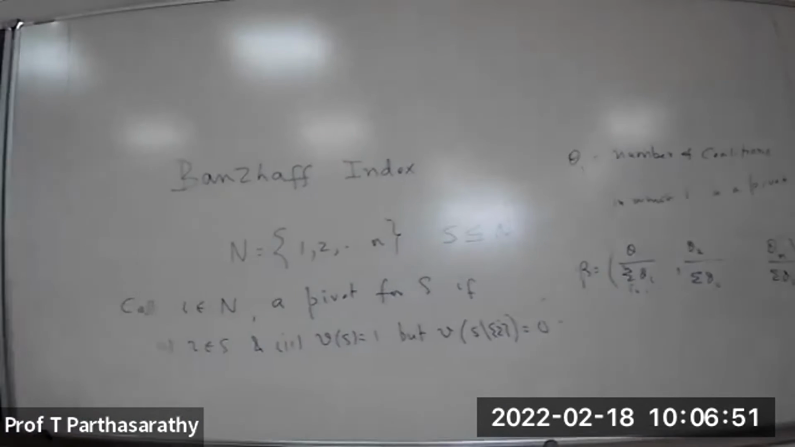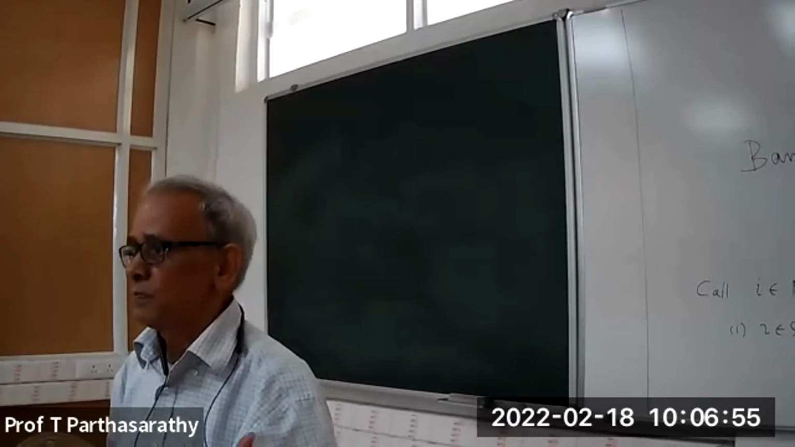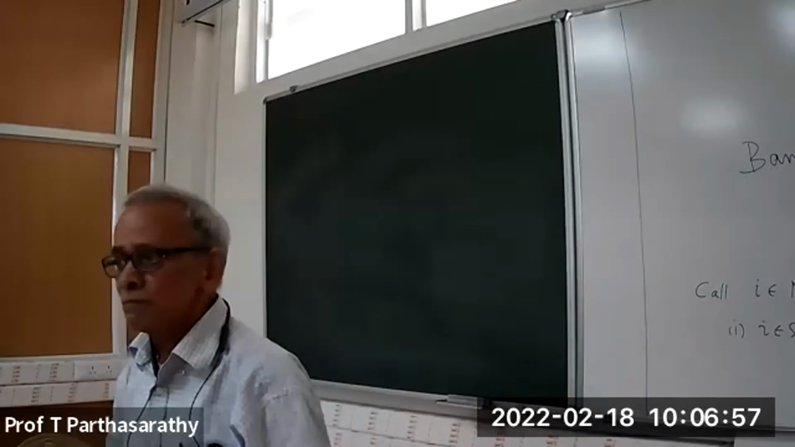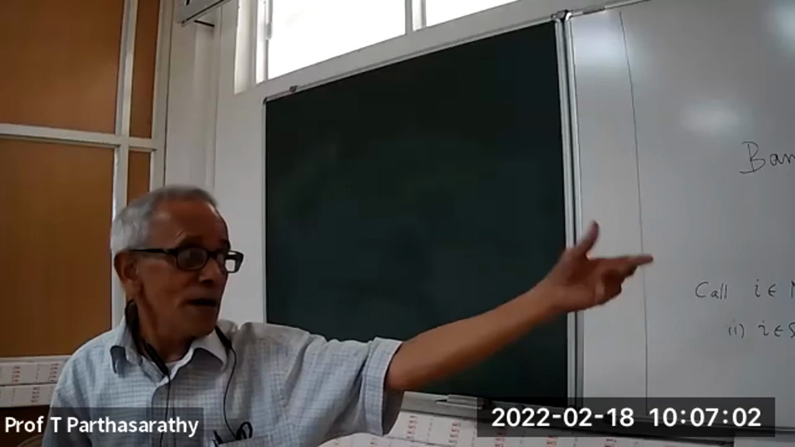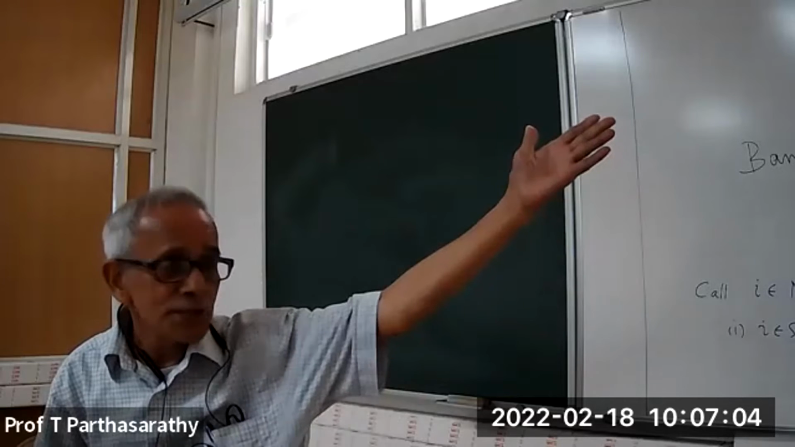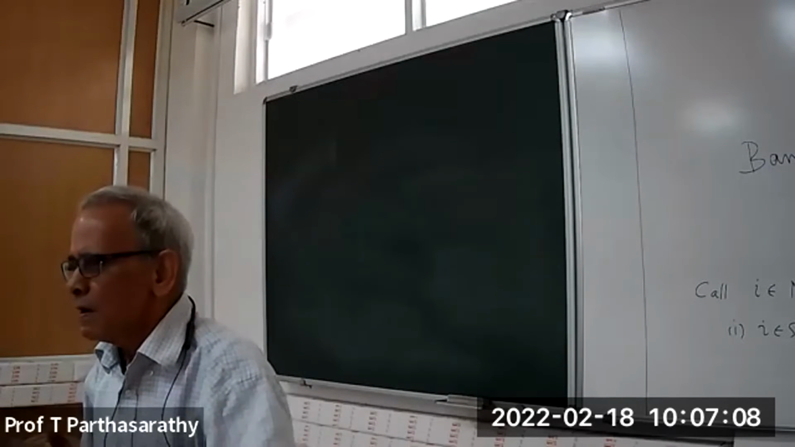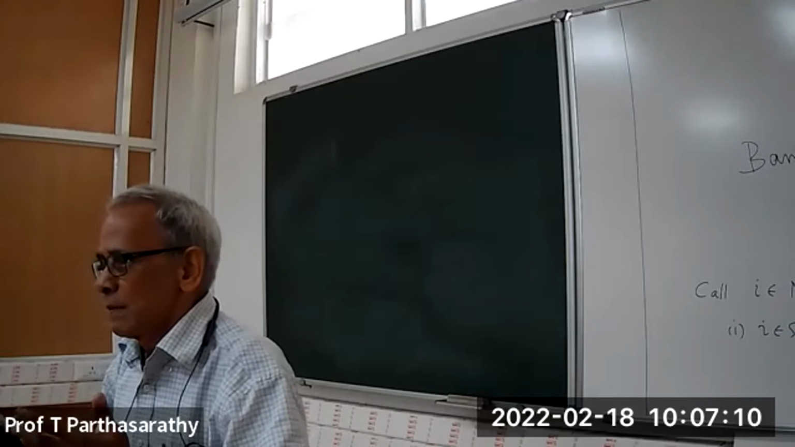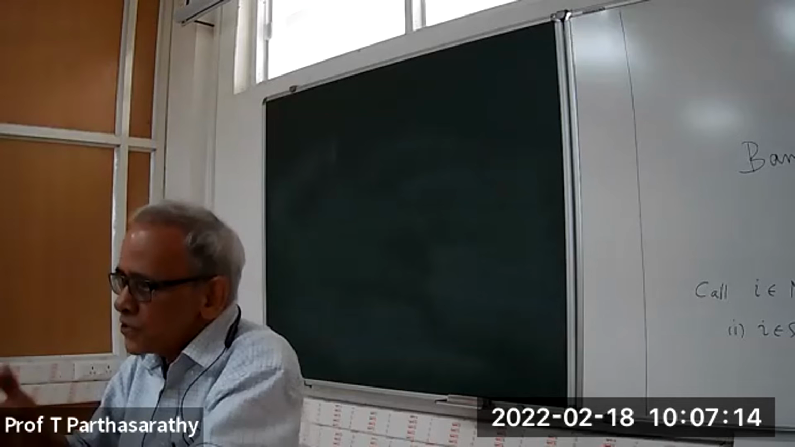That is, you compute the number of coalitions in which player I is a pivot. That I denote by theta I. The power of the player I is simply theta I divided by the sum, I am normalizing it, nothing else. And it is very reasonable, because if somebody is a pivot more often, then he enjoys more power. That is reasonable to expect.